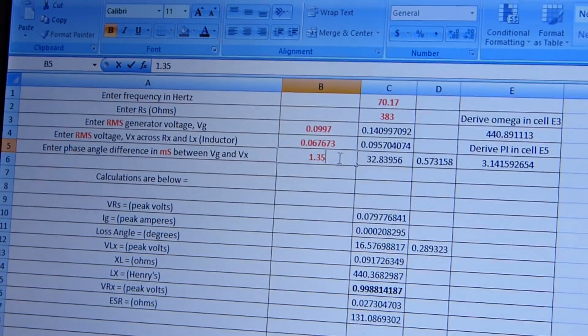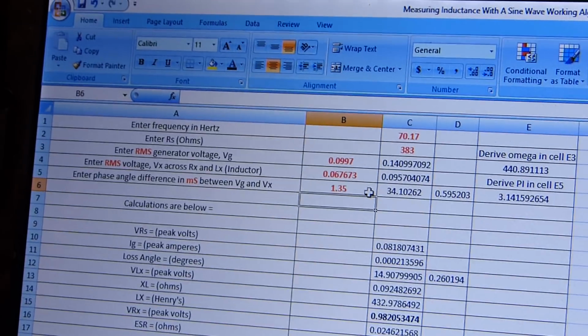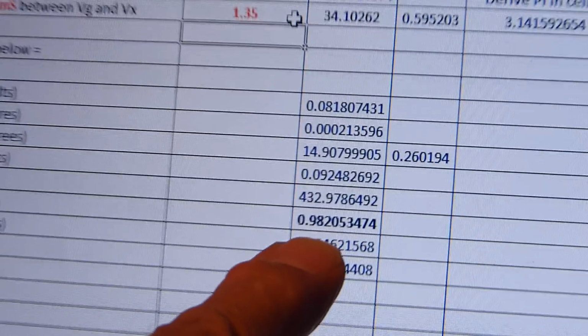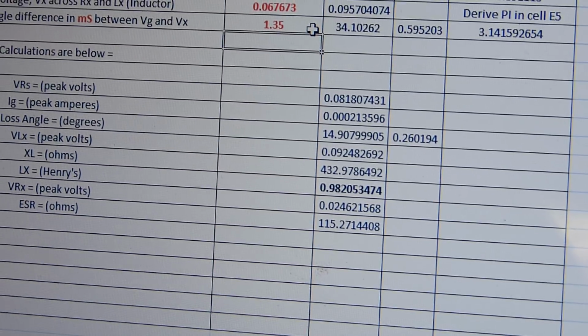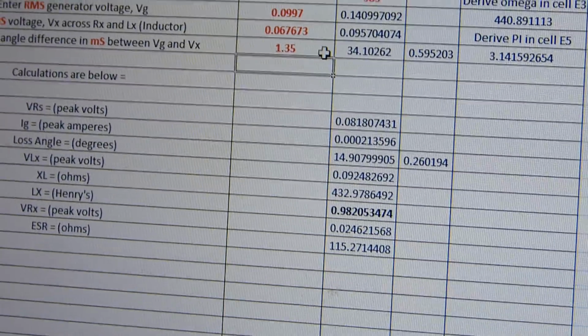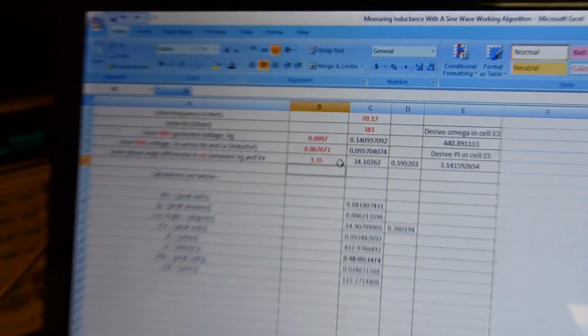Now we go back to our spreadsheet and we type in 1.35 and hit enter. And right here's our L value. Remember, this is our standard calibration inductor, and it's 1 Henry. It measures 0.98 Henries. And it does it every time. It's really very, very good and reliable. Got to be really careful. Got to make sure that you get all your numbers in straight.